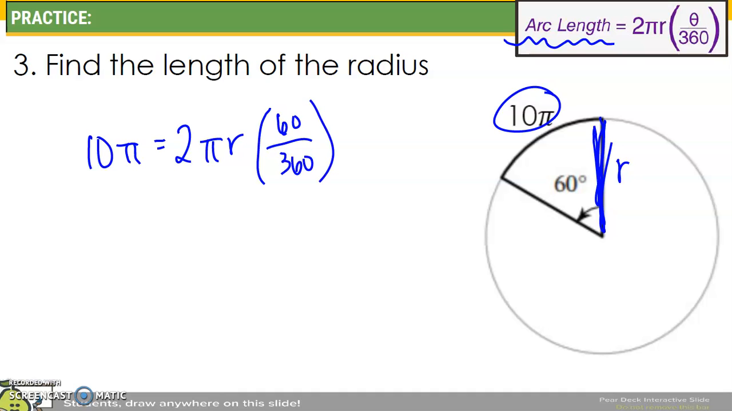Now, how do I get rid of this fraction? We're going to multiply by the reciprocal. Do you guys remember saying that? So flip that fraction. 360 over 360 cancels out. 60 over 60 cancels out. But we also have to do this to the other side. But I still have 2 pi r together. I want to get r by itself.